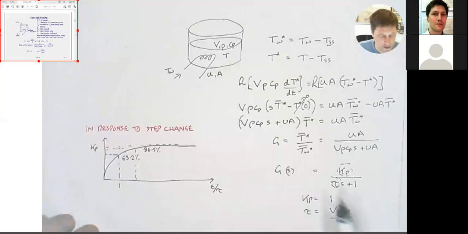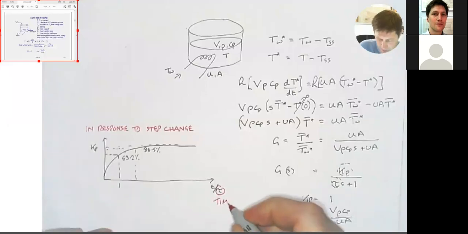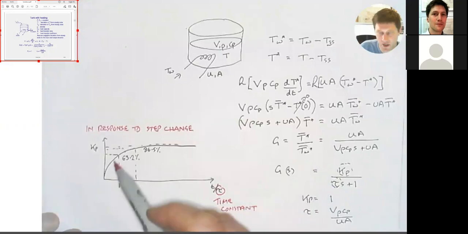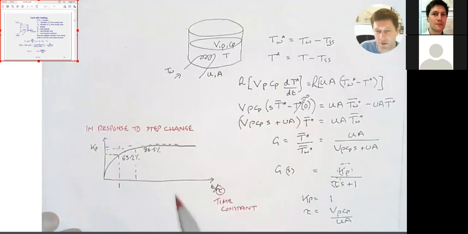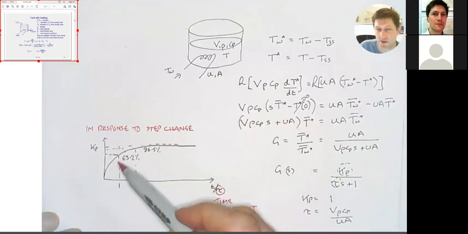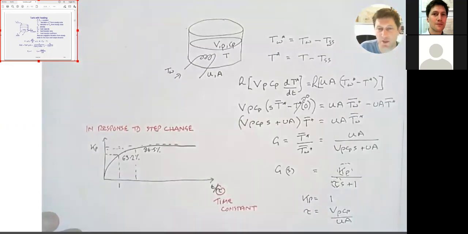And so we can see what the meaning of this term is. Tau is a time constant. Once you know what that is, you know how that's going to be determining the speed of response of the system. So a small time constant is going to give rise to very fast responses. A large time constant is going to mean we have very slow responses to a step change.